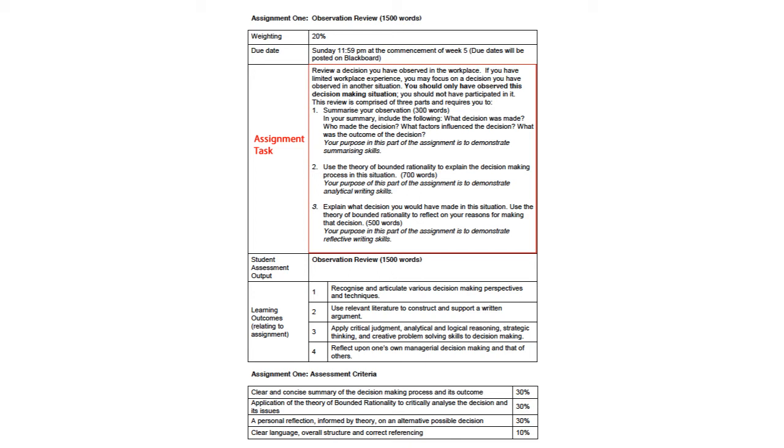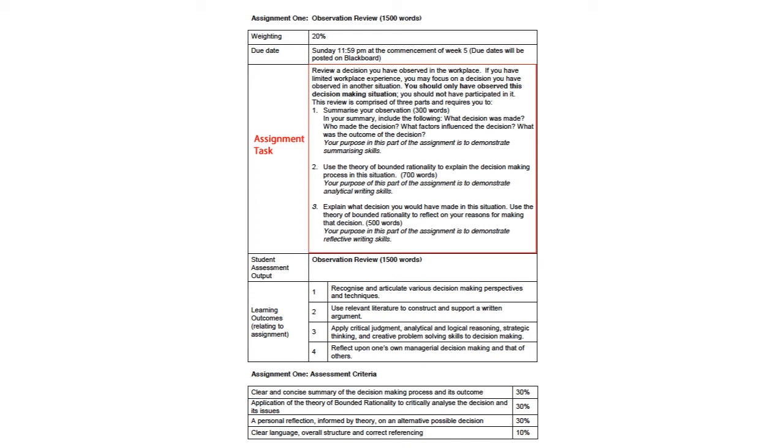The second task you have in this assignment is to use the theory of bounded rationality to explain the decision-making process in this situation in no more than 700 words. In this part of the assignment, you demonstrate analytical and critical writing skill.